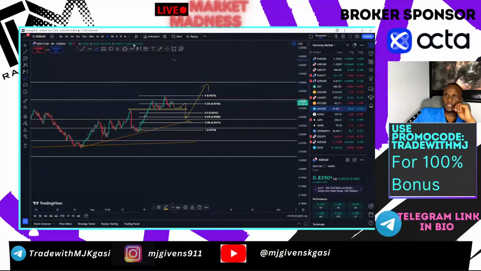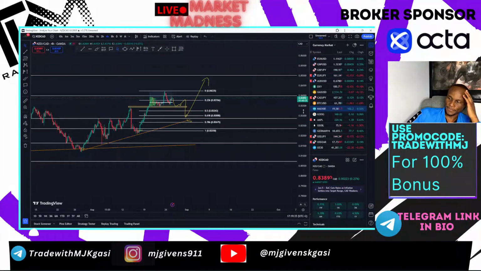And looking at where we are in the point of control, still trading above it, so anything that will be below can retrace at this point. At 0.82900, then we can look into going to the upside. So yeah, George, that's your NZD CAD.